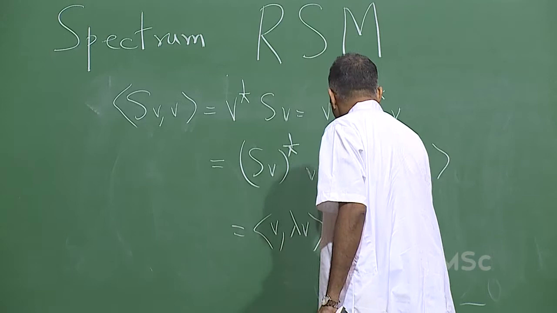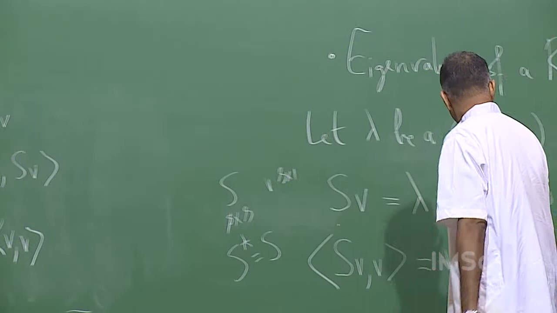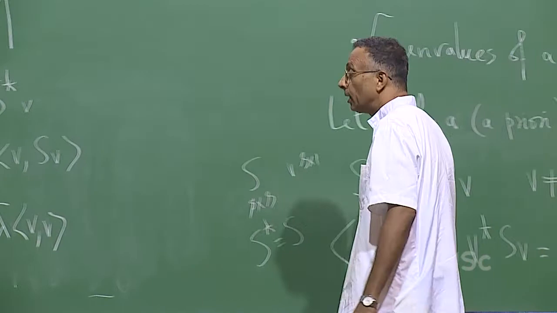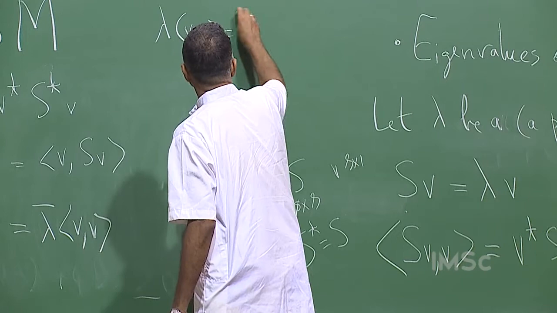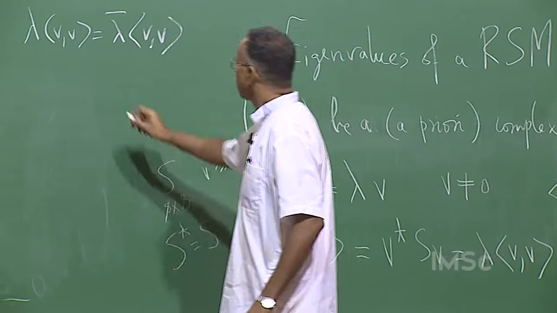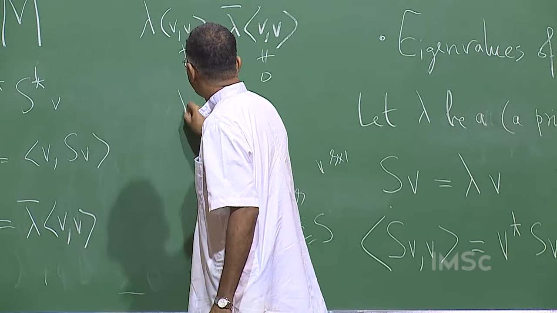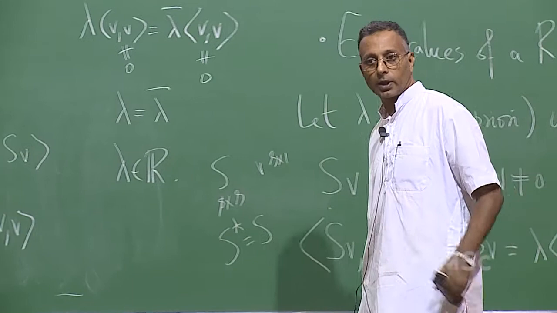So what we have is, on the one hand, it is lambda times <V,V>. On the other, it is lambda bar times <V,V>, the same quantity. So we have lambda <V,V> equal to lambda bar <V,V>. But V was an eigenvector, it's non-zero, so this is a non-zero complex number. So lambda must be equal to lambda bar. In other words, lambda is real. So we have proved this thing. It's not so difficult. So the eigenvalues are real.